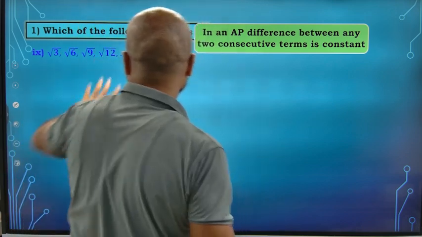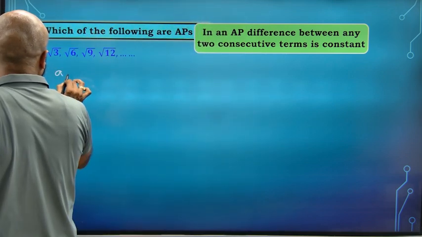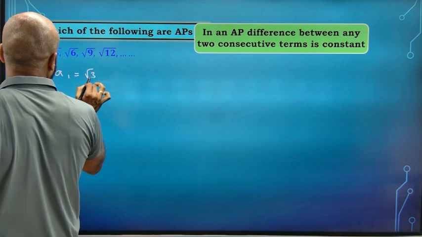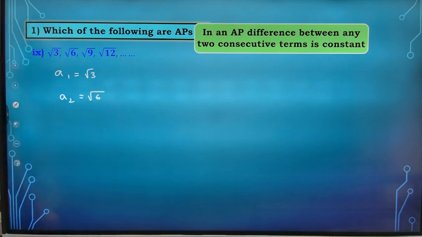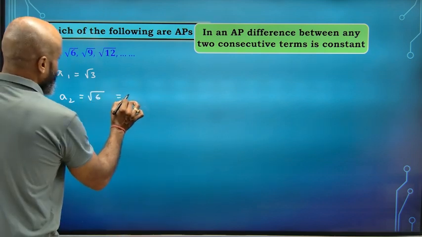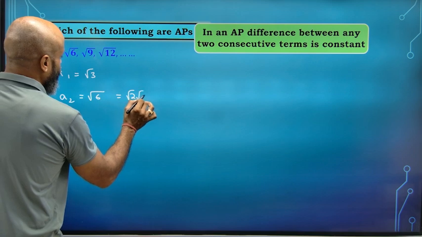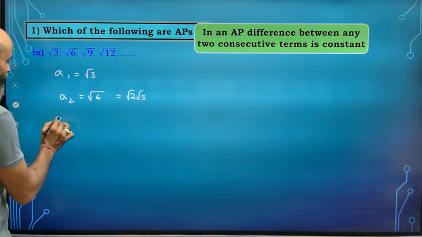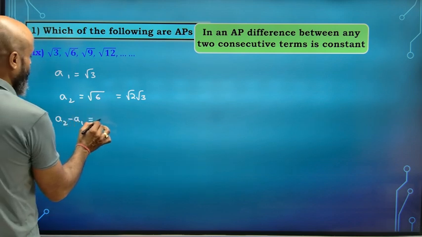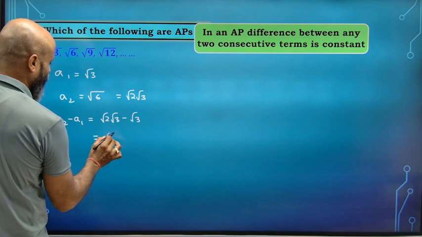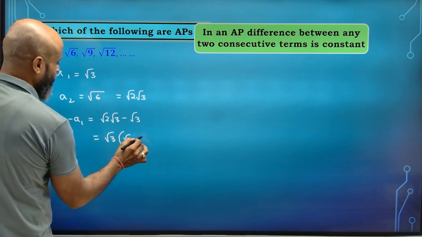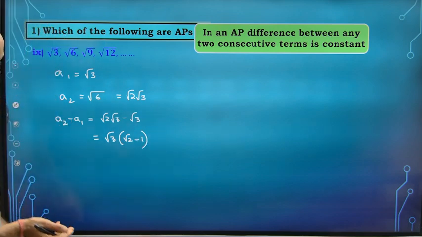We have here A1 is equal to under root 3. What about A2? A2 will be under root of 6. And under root of 6 can be written as under root of 2 into under root of 3. So if I subtract A2 minus A1, what do I get? Under root 2 under root 3 minus under root 3. If I take out under root 3 as common, what do I get? Under root 3 times under root 2 minus 1.